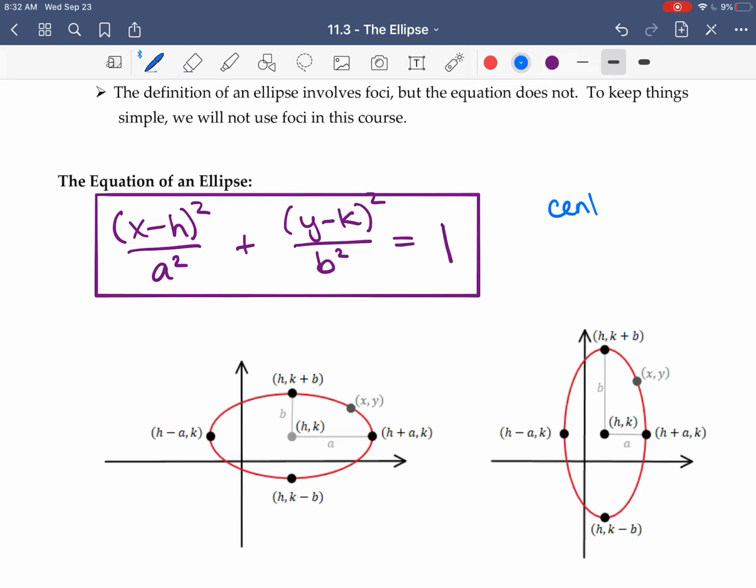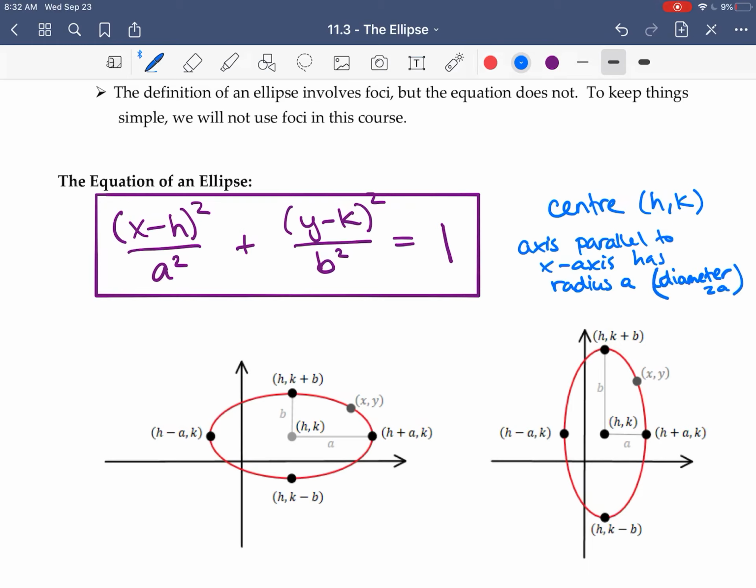So it has center (h, k), and then the axis parallel to the x-axis has radius a, or maybe you might want to say diameter 2a if you're talking about the length of that axis. And similarly, the axis parallel to the y-axis has diameter 2b, so radius b.